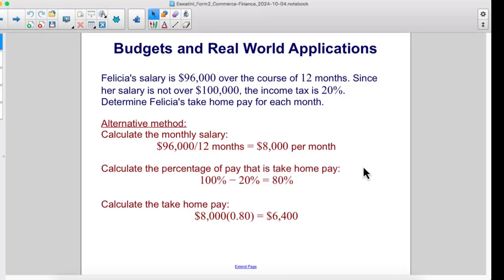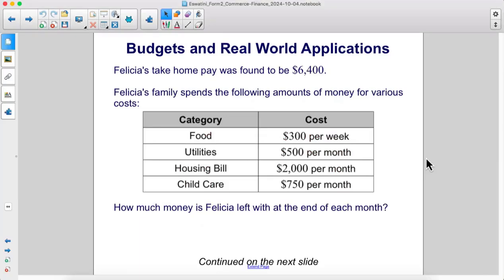The alternative method involves figuring out what percentage of her total pay she gets to take home. 100% minus 20% of tax means she takes home 80% of the total money. So if you just take the total amount and multiply it by 0.8 for 80%, you get the same answer of $6,400. Felicia's take-home pay was found to be $6,400 a month.